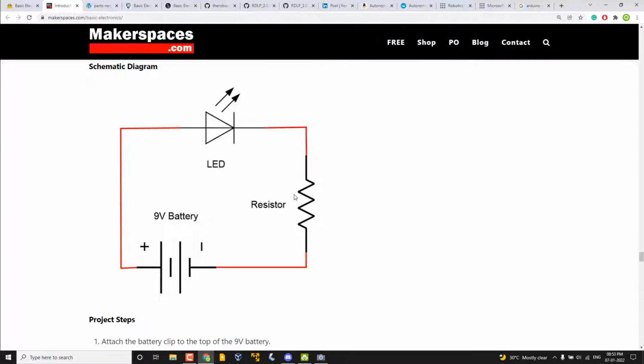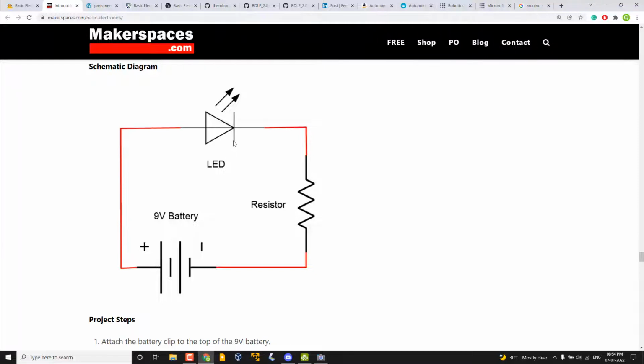So what will be the reason for putting a resistor in the circuit? Can anyone say? What will be the use of the resistor? Why are we putting a resistor here? Yeah, Karthik. To reduce the current flow. Yeah, exactly. What Karthik mentioned was correct.